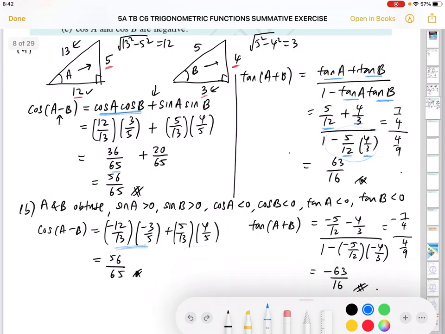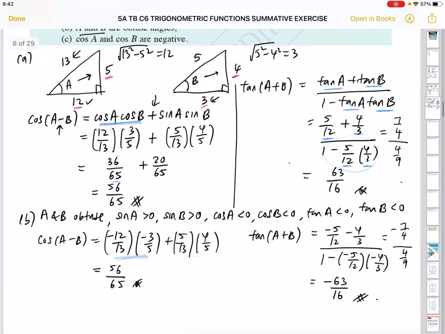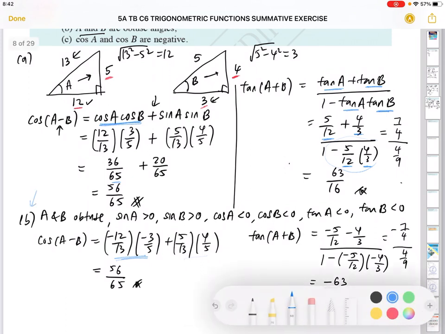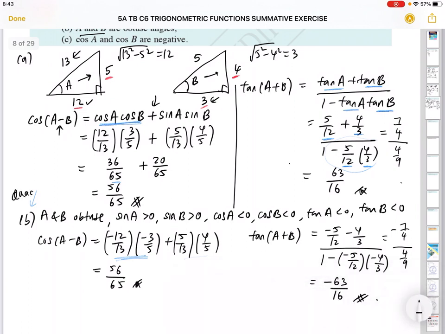Okay, let's look at C. C is very interesting. Cos A and cos B are negative. You think about it, cos is negative not only in one quadrant. Cos is negative in quadrant 2 and quadrant 3. So here we have two possibilities. The answer has two parts. The first case will be quadrant 2, which is what I've done here. Yeah, A is quadrant 1.